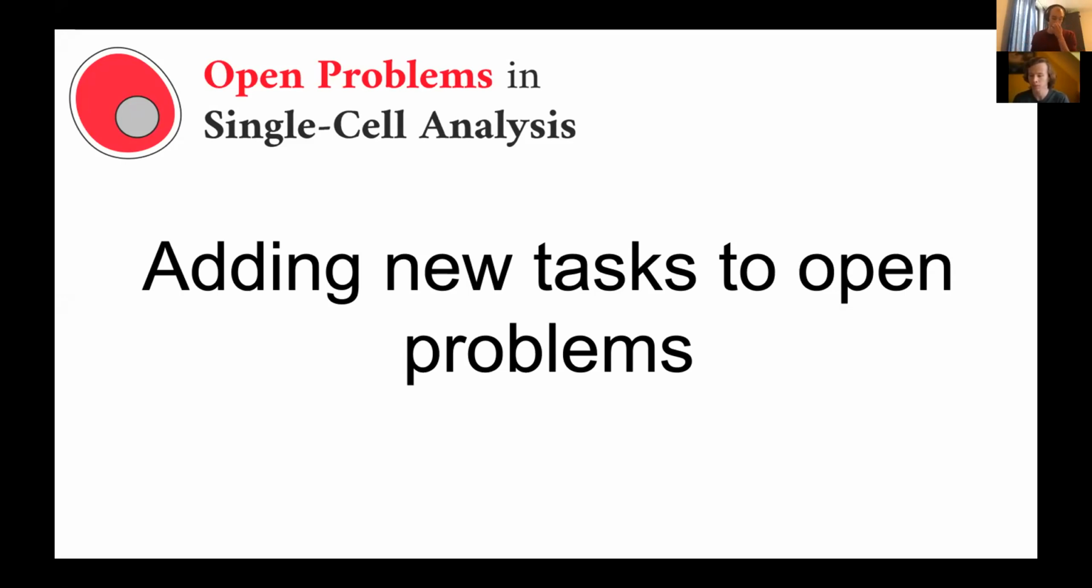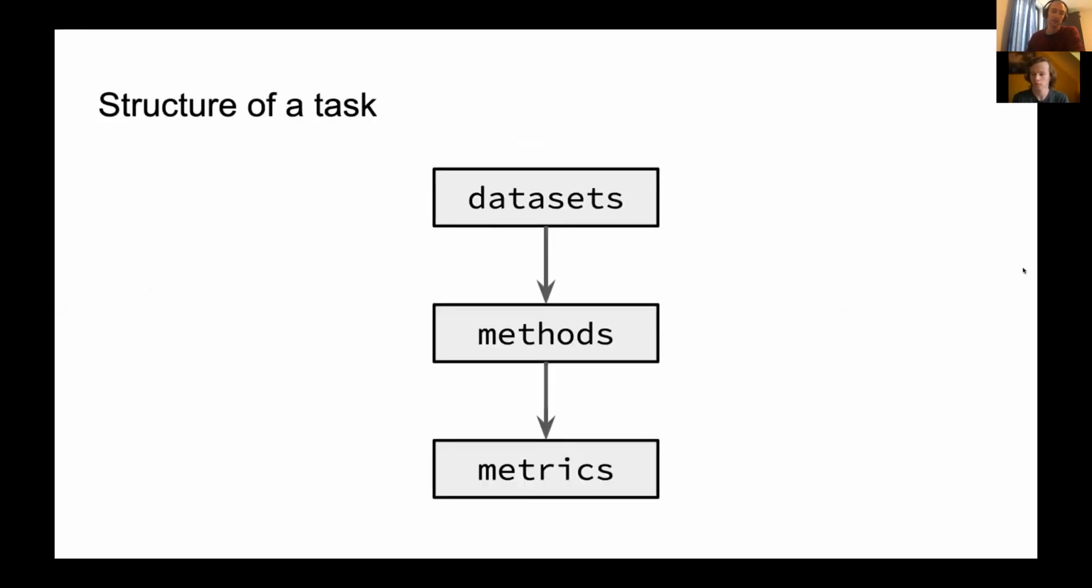We're going to try to guide you through the process of adding a new task to Open Problems and use the batch integration task as an example for how to do this. First of all, a task is a structure of three different parts. There are datasets, methods, and metrics.